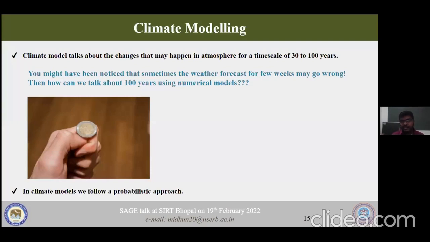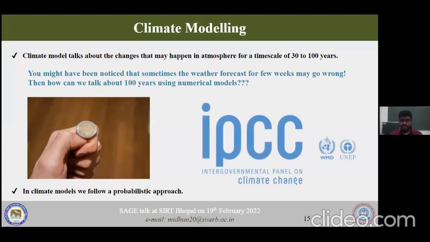What we can say is the overall trend of temperature or other things, like socioeconomic factors also, and how it is going to be affected under various climate change scenarios. Even though weather and climate feel like the same thing when hearing them, they are entirely different. In a climate model, we follow a probabilistic approach.